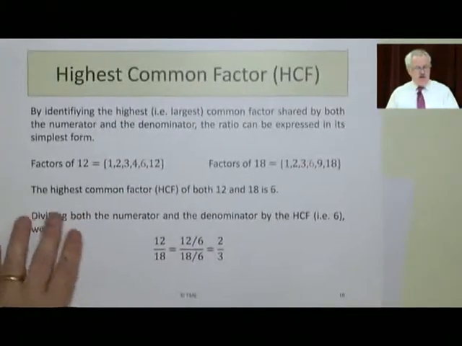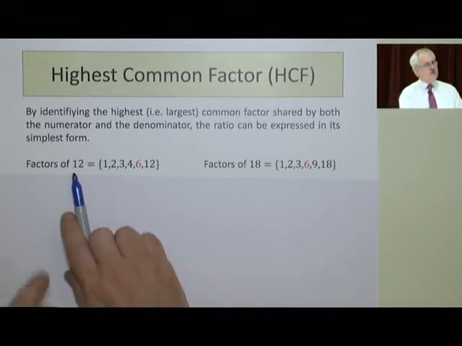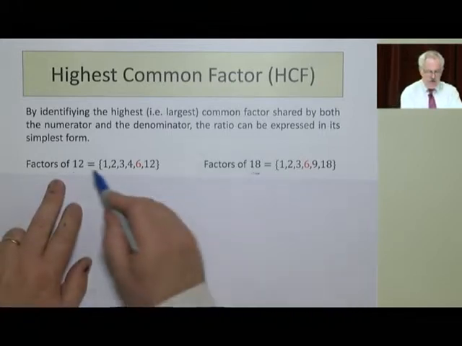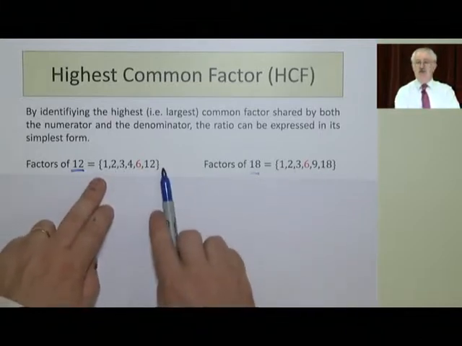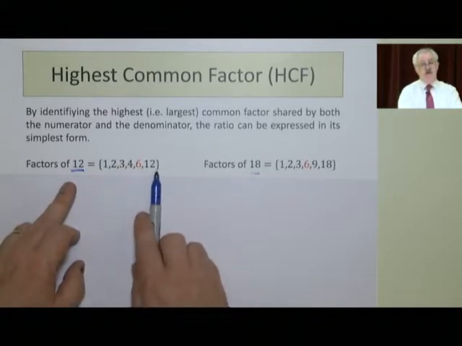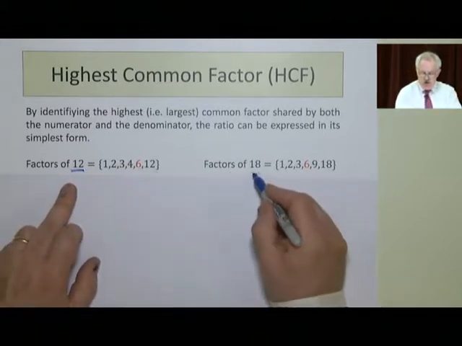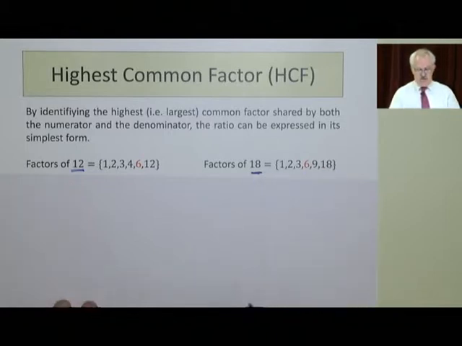Well, the term highest common factor is what's used. What we do is we write out the number 12 and the number 18, and beside each of them we write the set of all the numbers that go in as factors. So for 12 we had 1, 2, 3, 4, 6 and 12. And for 18, all of these go in nicely. 9 goes in, 18 goes in, 6 goes in.